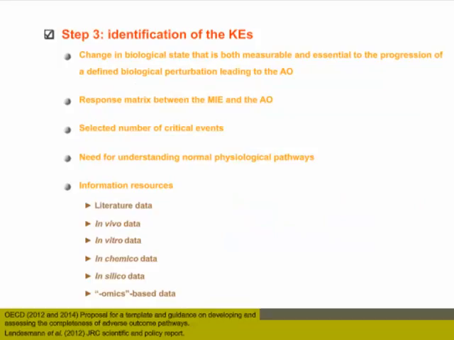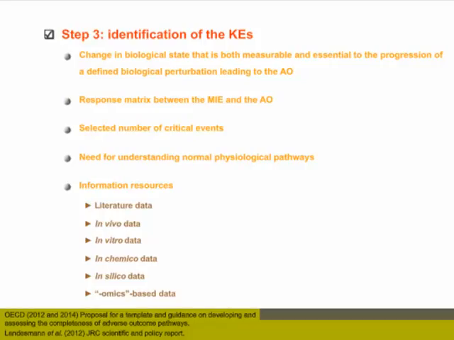So then the next step in AOP development is the identification of these key events, which are defined as a change in biological state that is both measurable, that's very important, and essential in the progression of a defined biological perturbation leading to the actual apical toxicological endpoint. So basically, as mentioned already before, the entire response matrix between the first anchor and the second anchor.